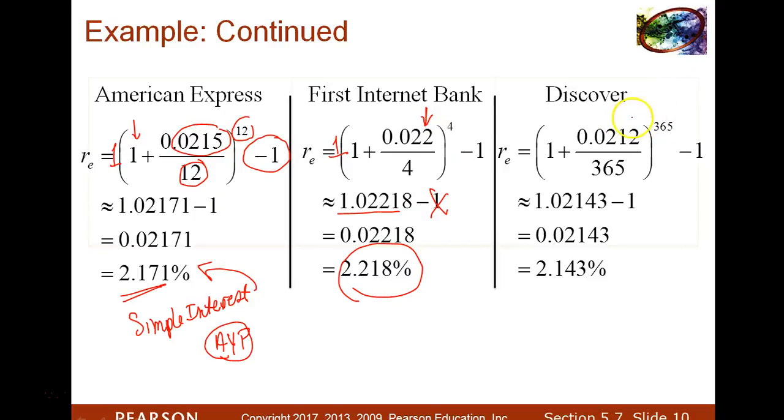Discover says, well, I can't beat those two. I can't beat American Express and First Internet Bank, but I'll compound you daily. And you might say, oh, that's going to be really good because daily means they're going to compound more often. But this interest rate is so much lower that once you figure it out, it's actually the lowest of the three. And so which one should you choose? Well, if you want to earn money the quickest, you want to go with First Internet Bank. That's how you're going to make the most money.